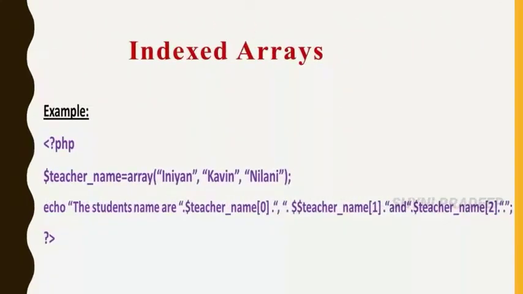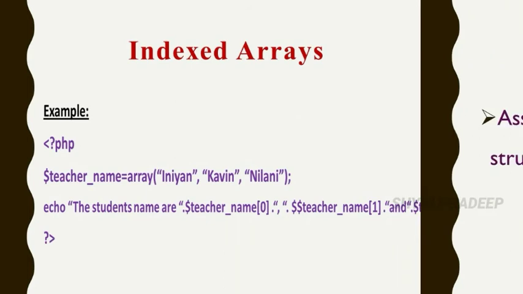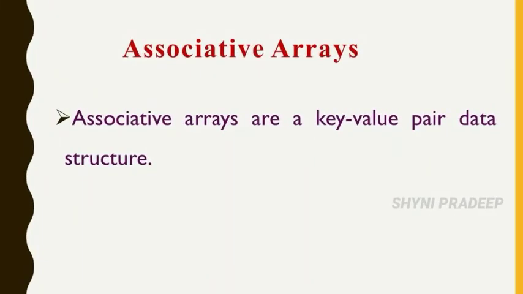See this example. Here teacher name is a variable name, array is a keyword, and next Inian, Kavin, Nilani are the values. See here, the first name is Inian. This is stored at the 0th index position, and the second name is Kavin. This is stored at the first index position, and the third name is Nilani. This is stored at the second index position. Okay.